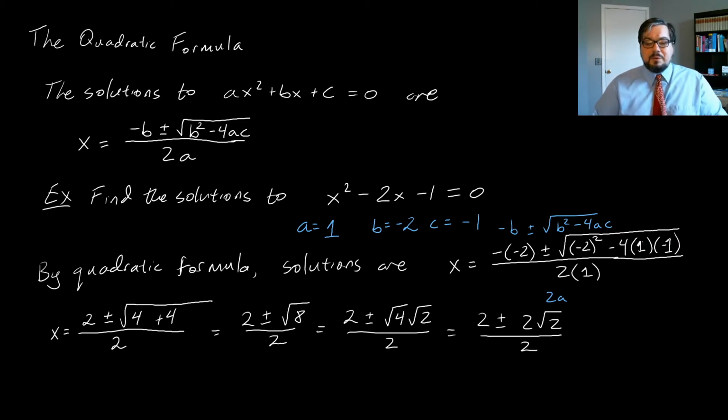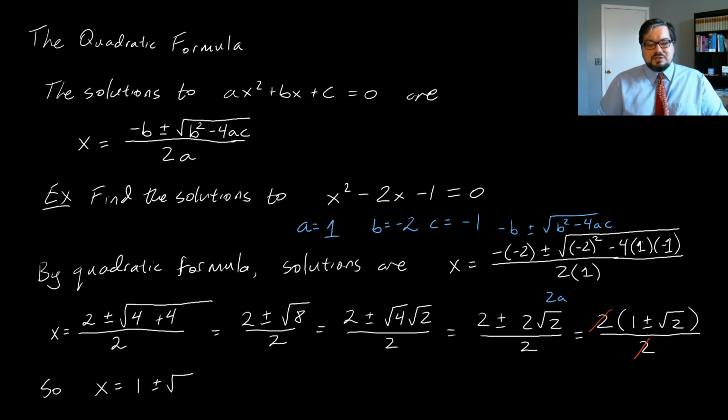Now we can see here that we actually have a common factor of 2 in the numerator and denominator. We can factor a 2 out of the numerator and get 1 plus or minus the square root of 2 left behind, and then 2 in the denominator. And that allows us to cancel our 2's because they are now both factors in their respective parts of the fraction. So that means that x is equal to 1 plus or minus the square root of 2 is our solution.